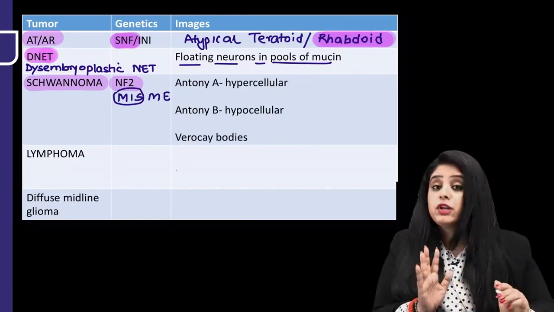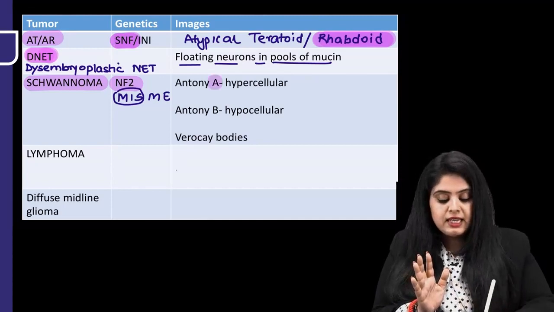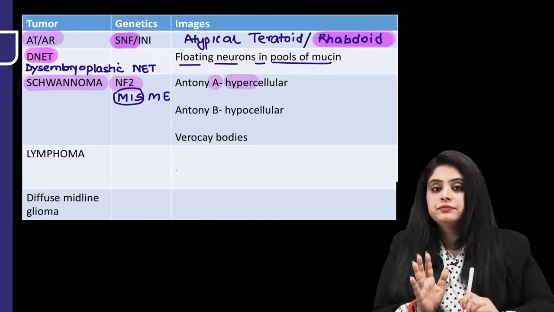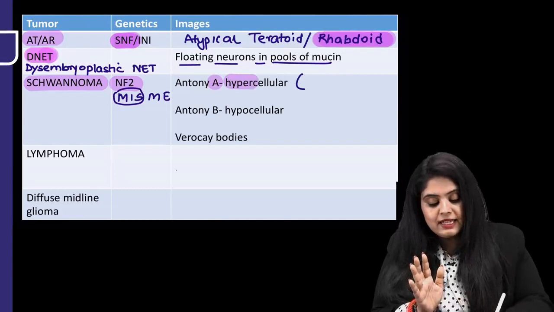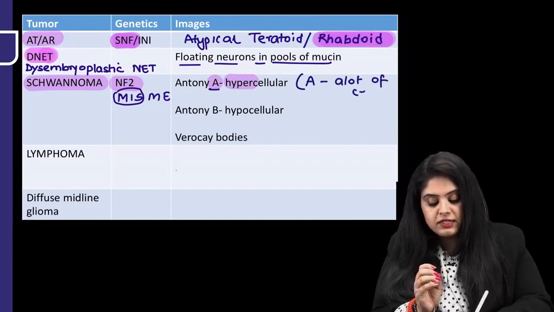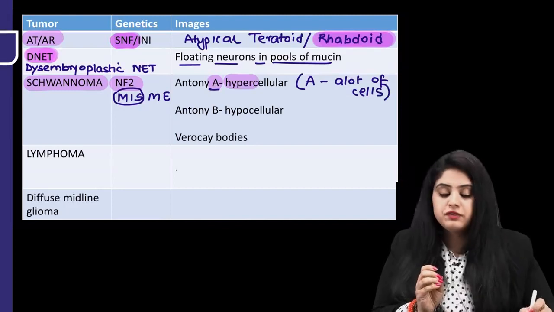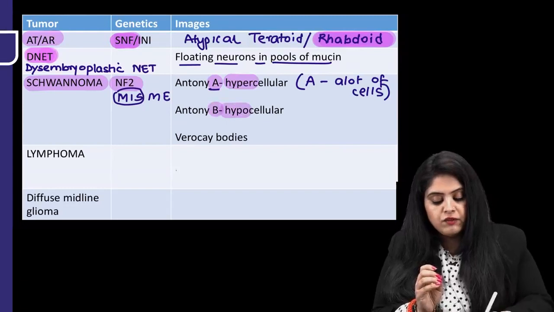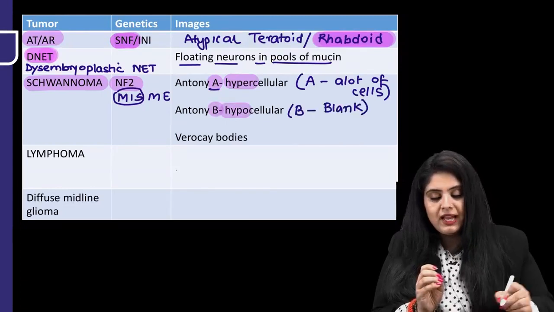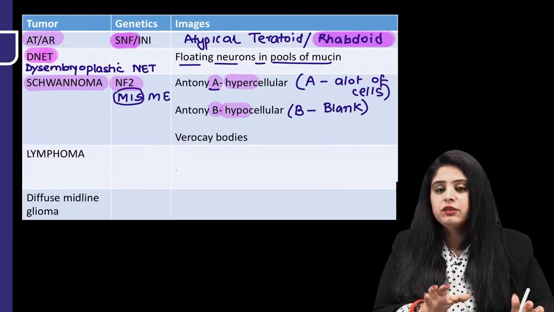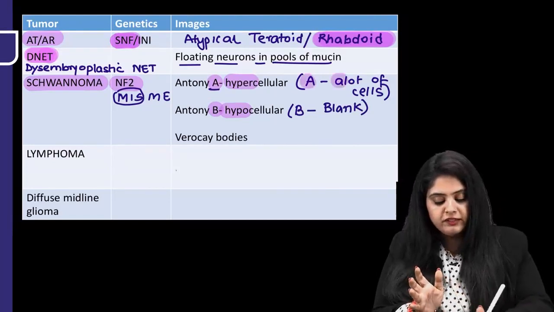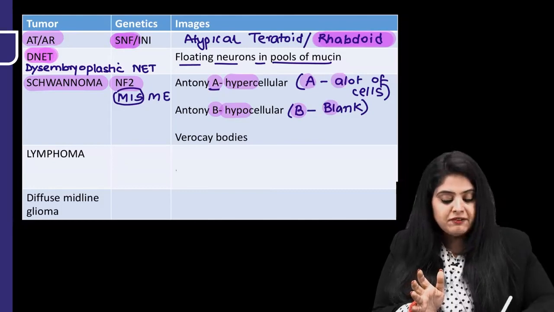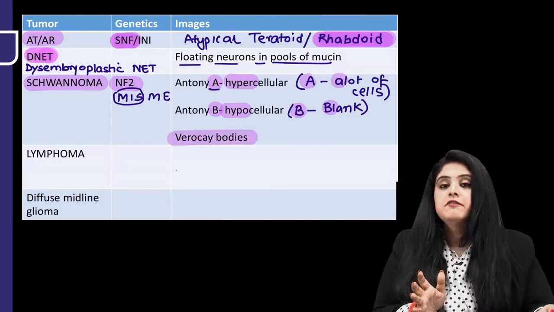Antoni A area. Before I show you the pictures, Antoni A area is hypercellular. Means Antoni A has a lot of cells. That is how I have learnt it. Antoni A has a lot of cells. Antoni B area is hypocellular. How will we learn that? B is going to be blank. B is going to have very few cells. So remember, A is going to have a lot of cells and B is going to be blank. And finally, you see a body called Verocay bodies.